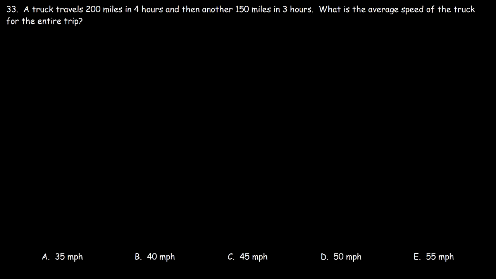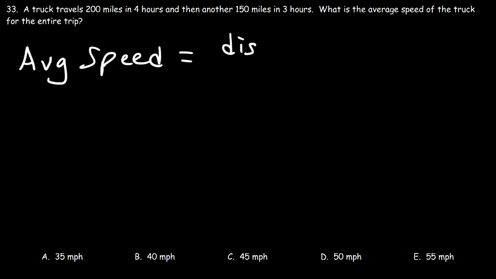33. A truck travels 200 miles in 4 hours, and then another 150 miles in 3 hours. What is the average speed of the truck for the entire trip? To calculate the average speed, it's equal to the total distance divided by the total time to complete the entire trip.